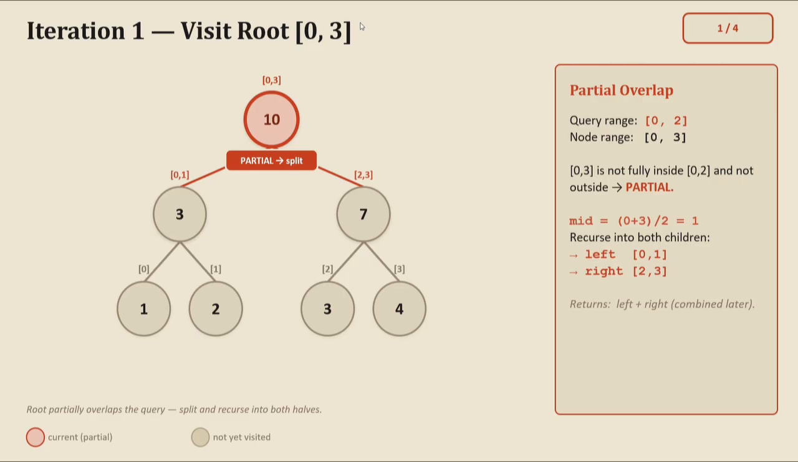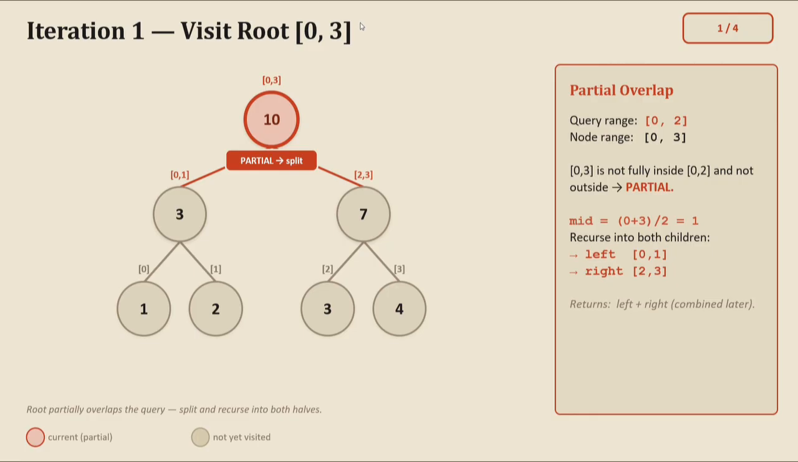We begin at the root, which covers the full range, index 0 to 3, and stores the total sum of 10. We compare the node range, index 0 to 3, against the query range, index 0 to 2. The node extends to index 3, which is outside our query, but indices 0 through 2 are inside. So this is a partial overlap. We cannot return the stored value 10 because that includes the third index of array A, which we don't want.